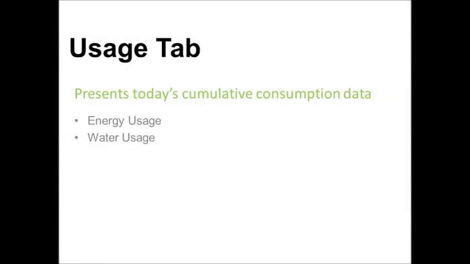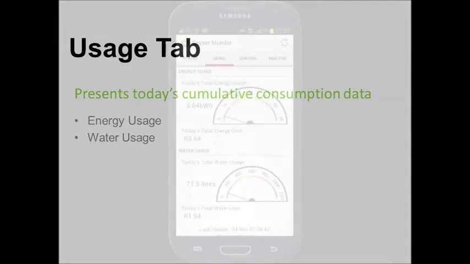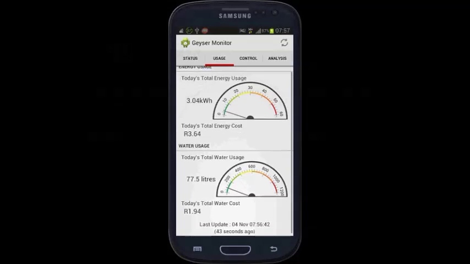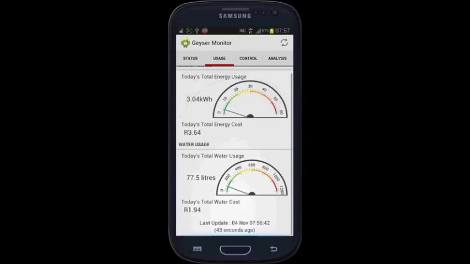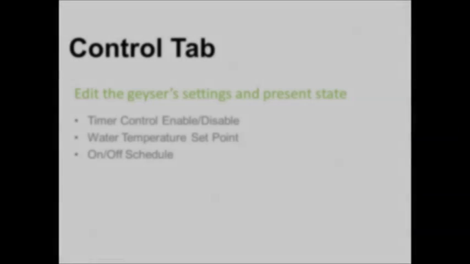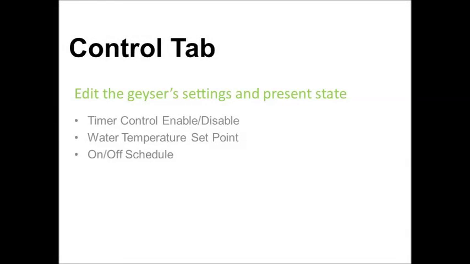Next up is the Usage tab, which allows us to view our total water and energy consumption for the day. These values are indicated in both their consumption unit, for example kilowatt hours or liters, as well as their total cost in rands. Next up we have the Control tab, which allows us to edit the geyser's settings and present state.